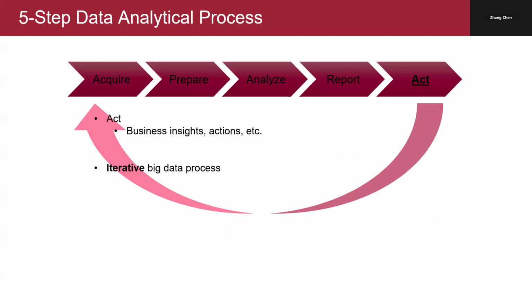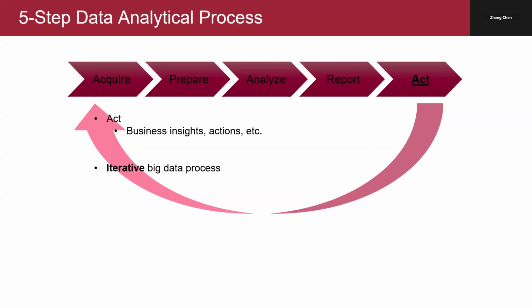So the final step is, of course, to act, right? Now we've got the reports, we are going to do something about it. Acting means we use the analysis results to make decisions or take actions. This could include, for example, business actions. Governments make policies, or sometimes we make system updates based on the insights we discovered from the data. An important point here is that the process is iterative. It's iterative, so it's like a loop.